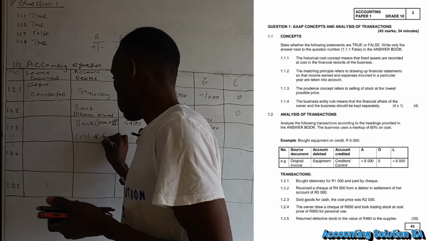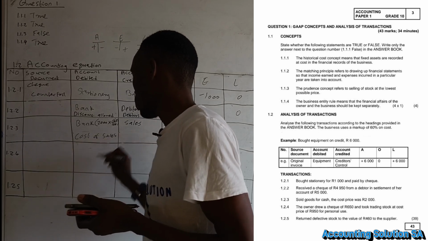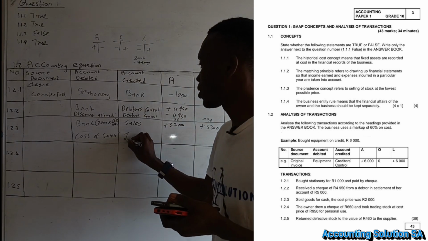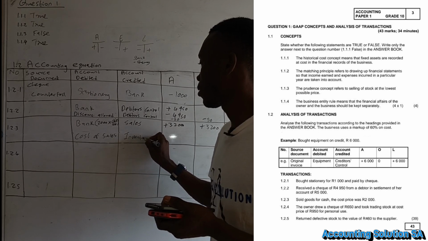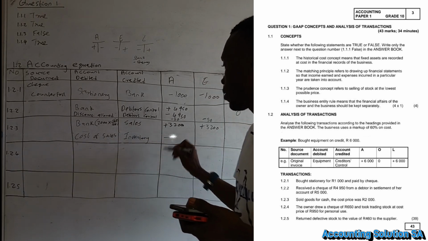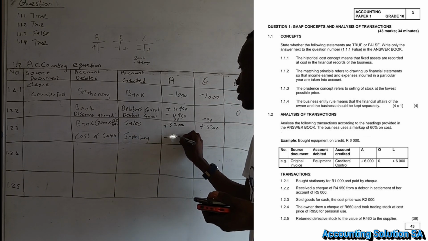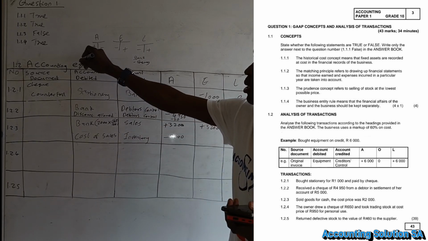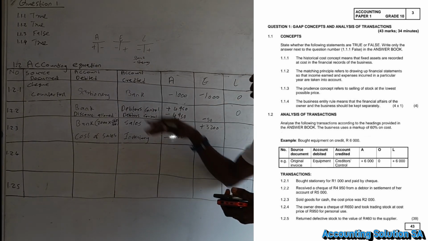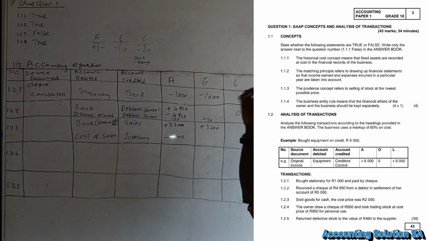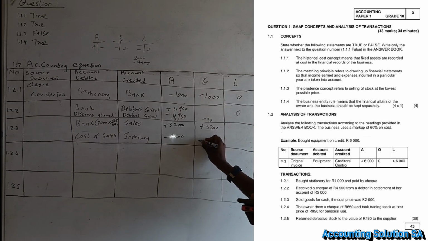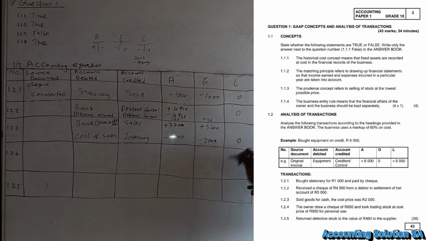Cost of sales, we don't calculate because we're given 2,000. Okay, and it goes with inventory. Inventory is a minus because we no longer have this inventory. Inventory is an asset. It has been subtracted from our assets. We no longer have it. We sold it to customer. Cost of sales is an expense. It's going to be a negative. Then this side is going to be unchanged. Simple, guys, and straightforward. Okay, then the following one.